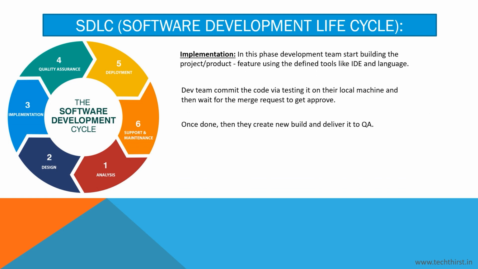Next, we have implementation. It is where the actual coding or programming of the software takes place. Developers write, test, and integrate the software components, following the design specifications and coding standards established in the previous phases. This phase is focused on turning the design into a working software product.